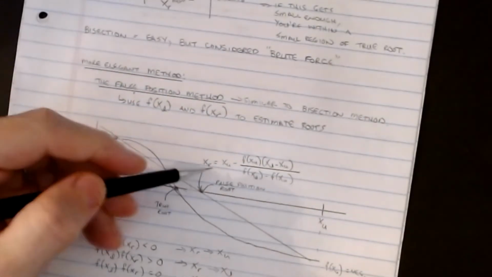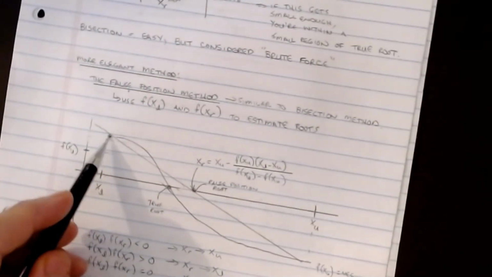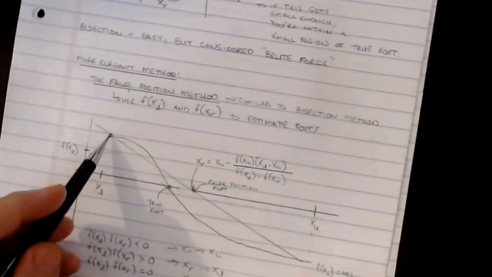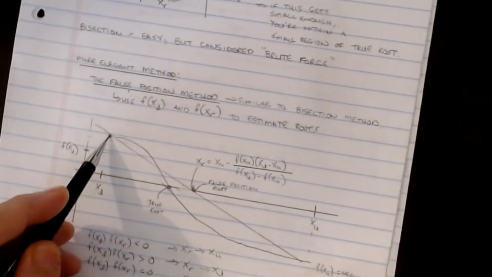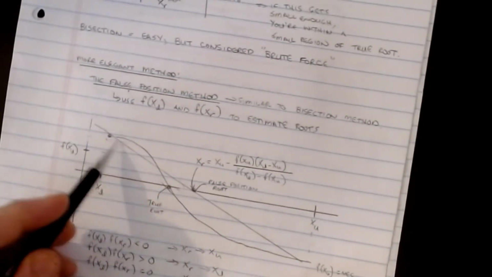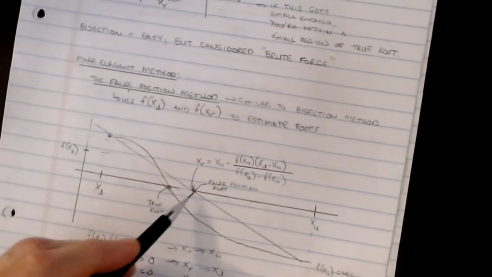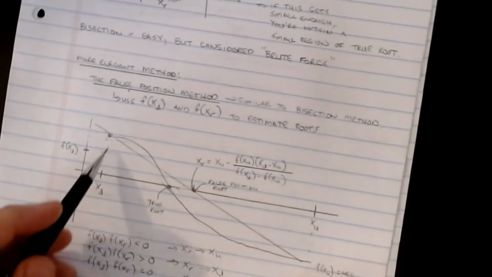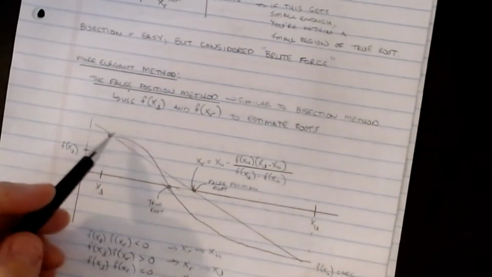And so what we do is we say, well, let's take our guess and change it a little bit. We look at this formula, and basically what we're going to do is plot a straight line between the values of our guesses, and then use a similar triangle approach to determine where this point is in relation to the size of the height of the values of the function.